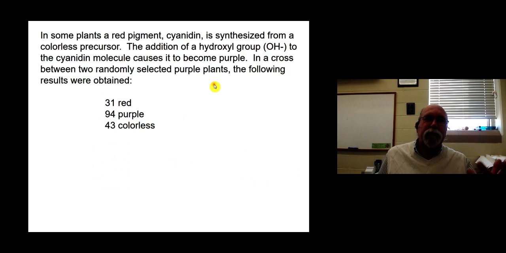So let's take it and throw it into a problem with some words, okay? So here's a paragraph. We got some plants. They got a red cyanin synthesized from a colorless precursor. Okay, hydroxyl group is thrown on it, make it purple. Okay, fine. Nice little thing to tell you about there so you understand how you get purple, but that's really not part of the problem that's important to genetics at the moment. What's important to us is that in a cross between two randomly selected purple plants, you get the following. All right, so we made a cross and we get this.